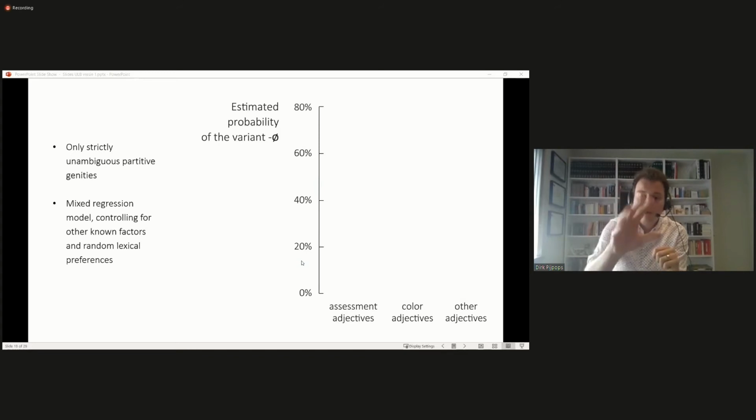And we had predicted much more S omission among the assessment adjectives and the color adjectives than among all other adjectives. And that's also what we found. We can't really say anything about color adjectives because they were way too infrequent. You can already tell by the massive error bars here. But we did find the effect to be very, very outspoken for the assessment adjectives, which show a lot more S omission than all other adjectives. And this was in fact by far our most important predictor in our model. So the type of adjective. All right, so that's great, of course. Prediction got confirmed.